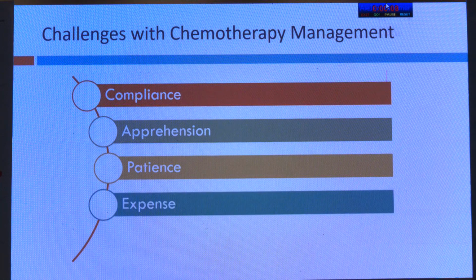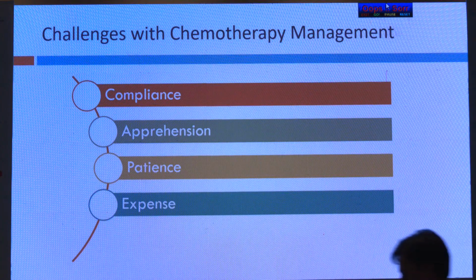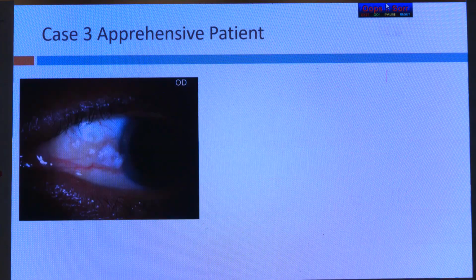Expense: although people say that interferon is just 700 rupees and it's not as expensive, it's not just the cost of the drug. The number of visits, the overall duration of the treatment, the number of visits that the patient is going to make over 3 months and 6 months, all that adds to the cost of the treatment. So you need to look into it, and also the adverse effects of the drug.